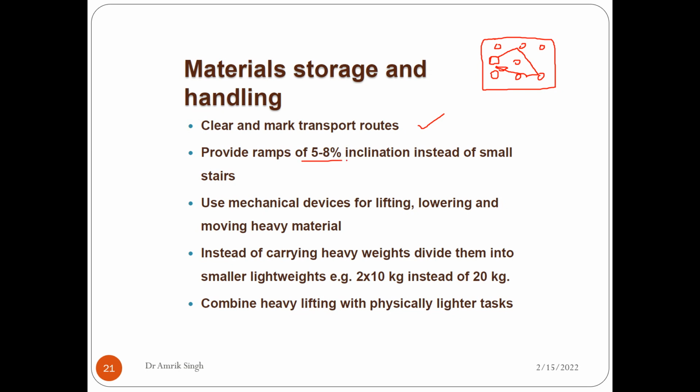Provide ramps with 5 to 8% inclination instead of small stairs. Sometimes it happens that there is an upper floor and a lower floor, and what we normally do is provide stairs, maybe two or three. But ergonomics says that instead of providing stairs, you provide ramps of smaller inclination. This inclination should be less than 5 to 8 degrees.